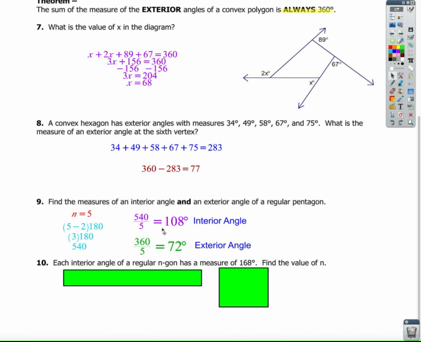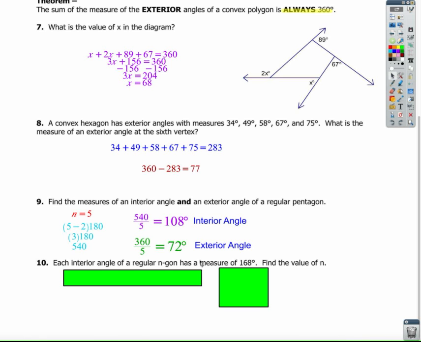Now notice here, if I add up 108 and 72, what would I get? I'd get 180 degrees. If you look back at the diagram at the top above on this page, you will see and remember from triangles as well that an exterior angle and the interior angle next to it are supplementary. So your interior angle and your exterior angle should always add up to 180 because they're a linear pair. It's a great way to check your work when you're doing these problems.